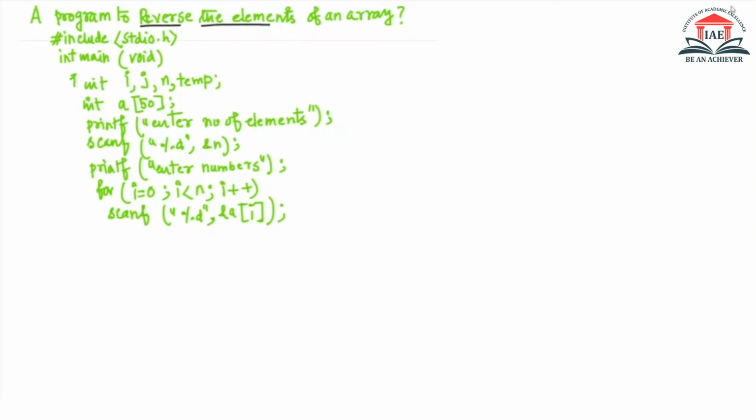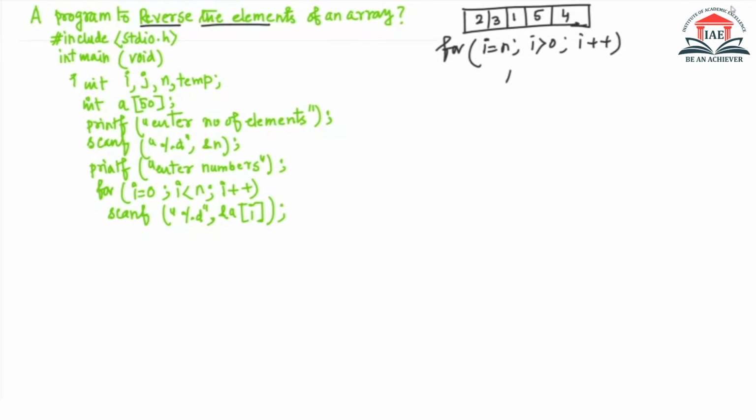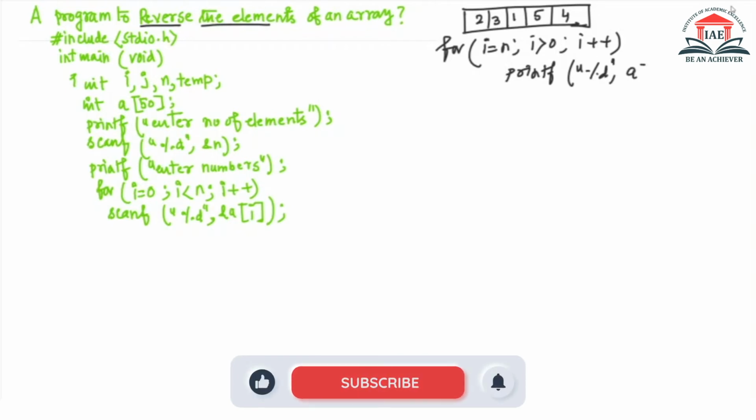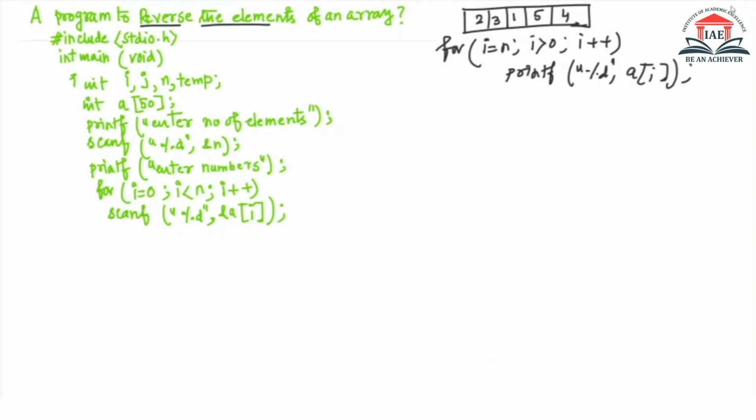You are not printing the reverse pattern. If an array is 2, 3, 1, 5, 4, and we just write the for loop from the back side, with i equals to n, i greater than 0 and i minus minus, and print in reverse order as a[i], then it will print 4, 5, 1, 3, 2. But that is not what this program will tell you. That program will tell you that you have to reverse the elements of an array.